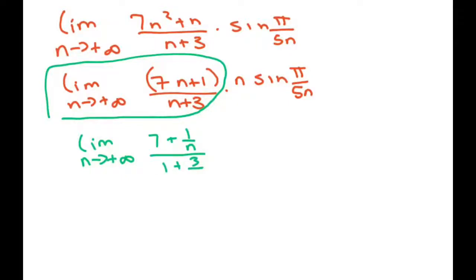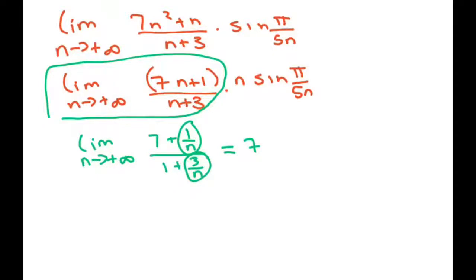So when you take the limit of this, it is going to equal 7, because if n gets large here, this goes to 0. And if n gets really large here, this gets closer and closer to 0. So that limit is 7.